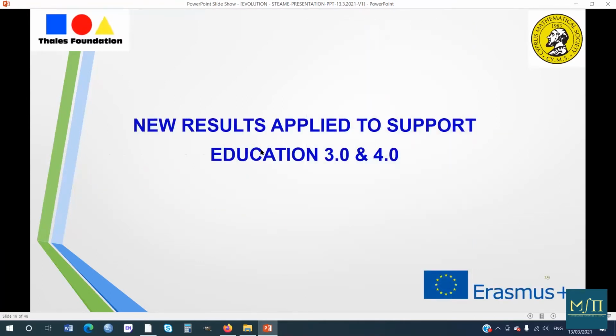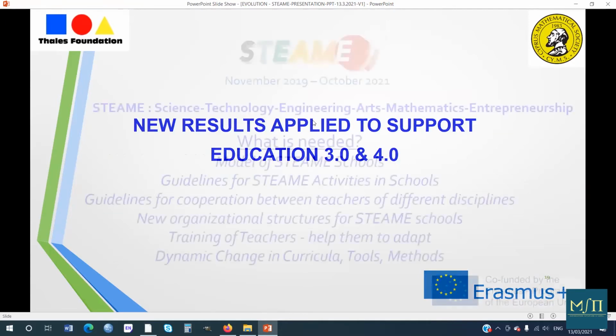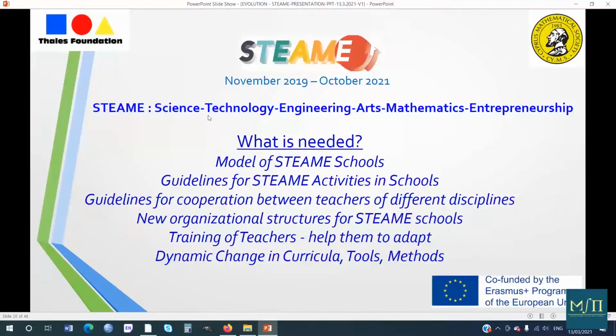So some new results applied to support education 3.0 and 4.0. This is a STEAME project. What does STEAME mean? These are initials of these words: science, technology, engineering, arts, mathematics, entrepreneurship. These are the topics that you can learn in schools, but they have to be interdisciplinary in the process of learning. These are the subjects that can help societies to develop faster in the future if they have students coming from secondary education who have ability, competence, and skills and knowledge on these topics.